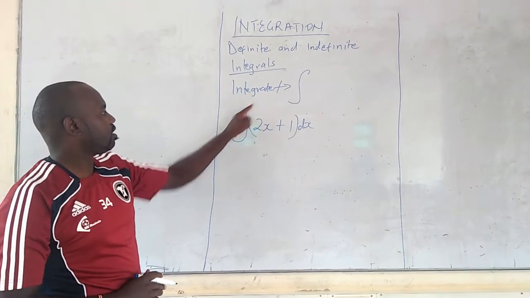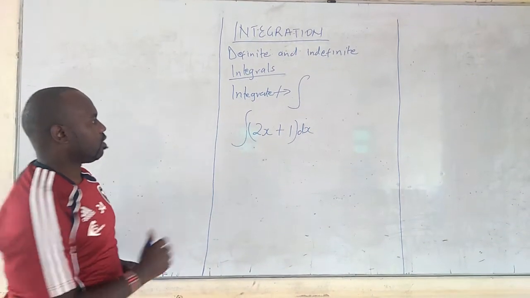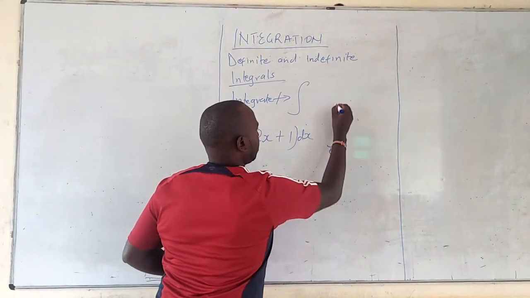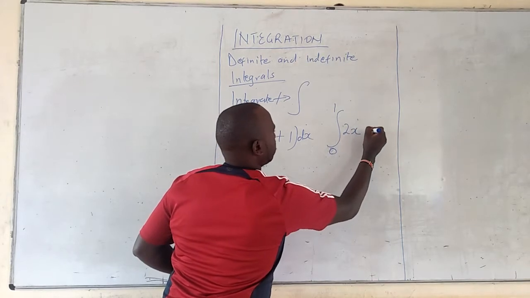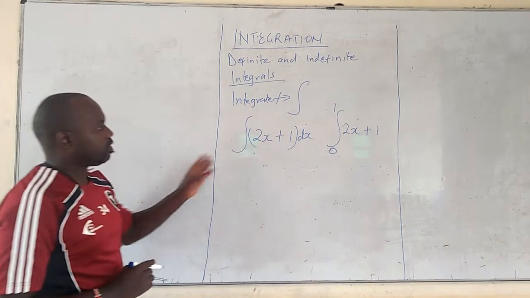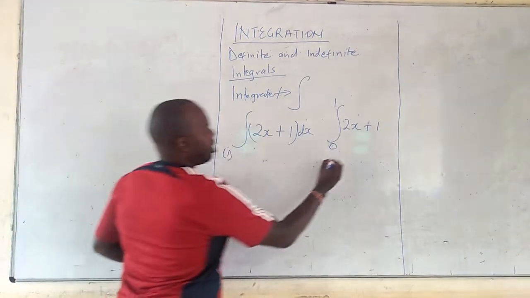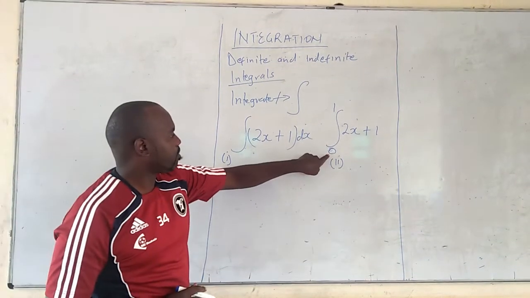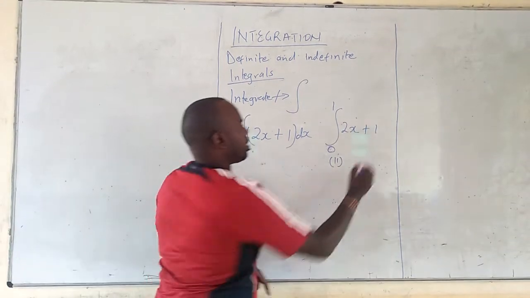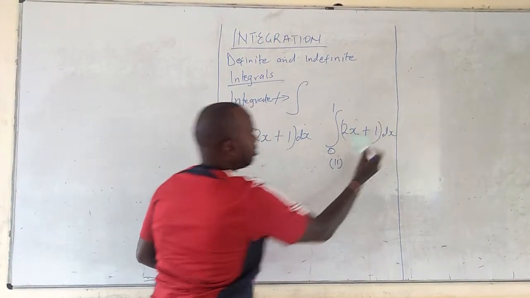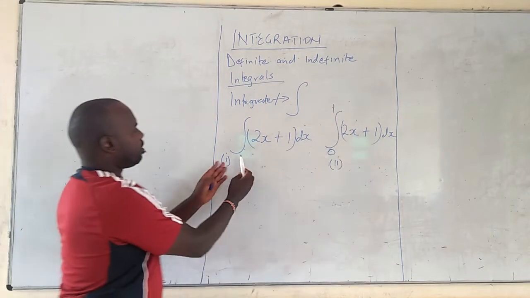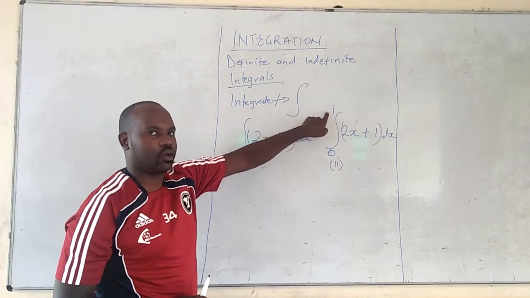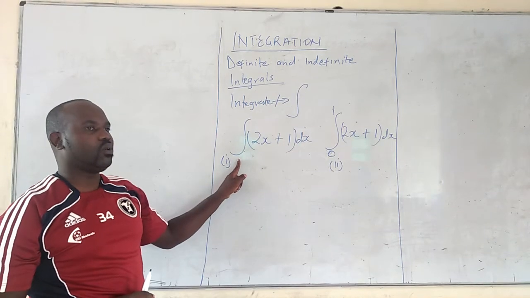So this sign stands for integration. You can also be told the same thing, maybe with 0 here and 1 here, and 2x plus 1. So these are two cases. We have case 1 and case 2. You realize one has some numbers: integrate 2x plus 1 with respect to x from 0 to 1. And this one has no 0 or anything. So this 0 and 1 are called limits. But this one has no limits.